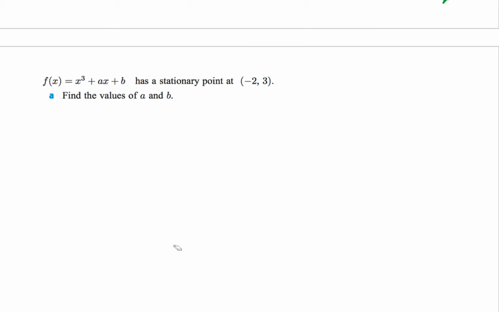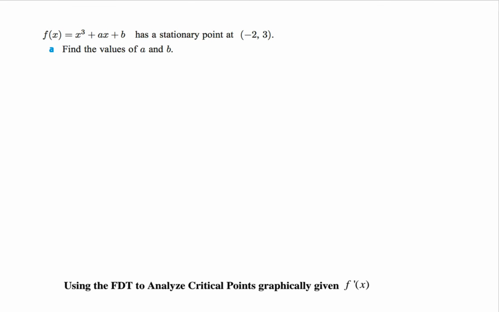A few more problems. So let's look at this one. This one's a little different. So it's like your favorite, right? f of x equals x cubed plus ax plus b. There's values in here we've got to find. They're not variables, they're constants. So this has a stationary point at negative 2, 3. So let's talk about what that means. That's the key to this whole problem. A stationary point at negative 2, 3.